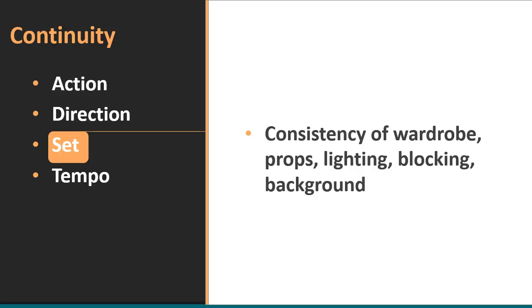Set continuity refers to the consistency of wardrobe, props, lighting, blocking, background, and any other type of on-the-set inconsistency that could be noticeable by viewers. Set continuity is a trap that even major Hollywood blockbusters fall into, especially for very complex productions.